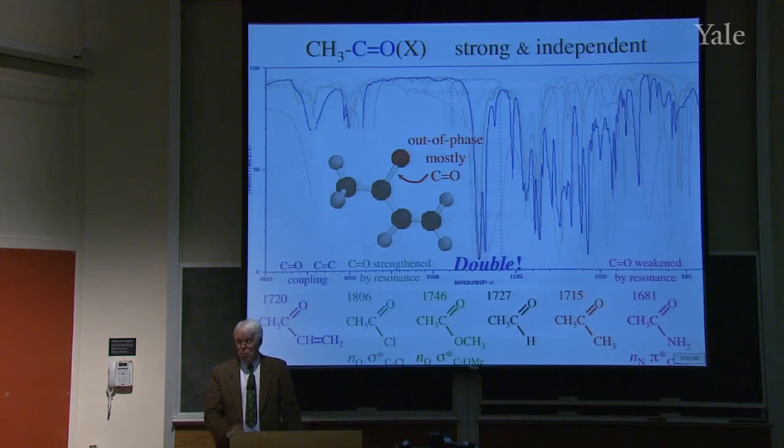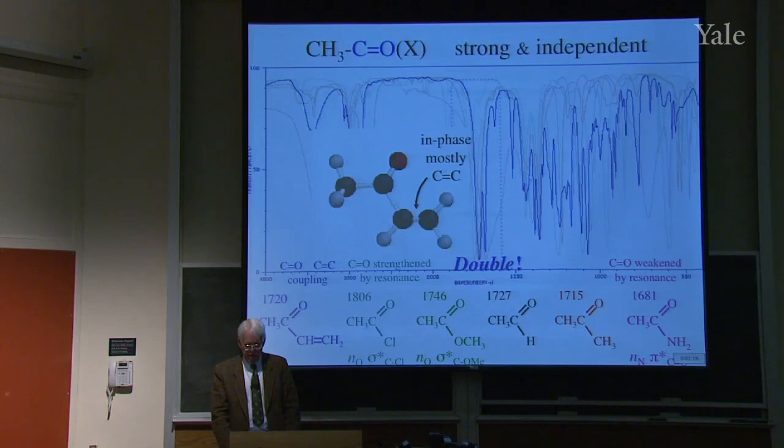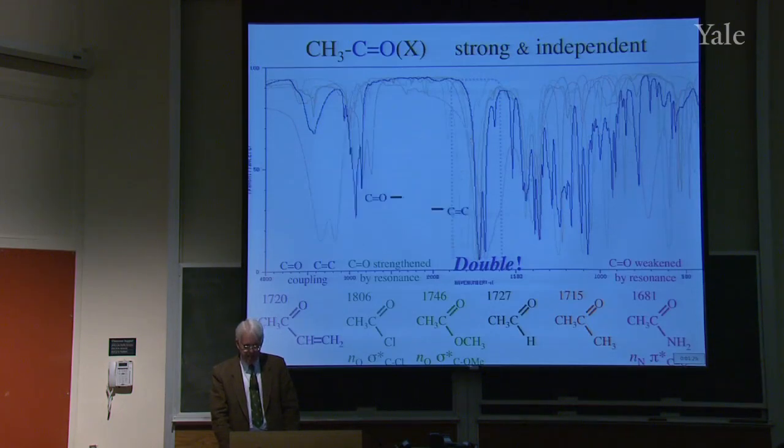And notice it's a double peak because you have the other one when they're in phase as well. Now, here's the one where it's in phase, and it's mostly a vibration of the C double bond C rather than the C double bond O. But notice they're both stretching at the same time. Okay, so we have this situation. We mix them, and we get 1720 and 1683.